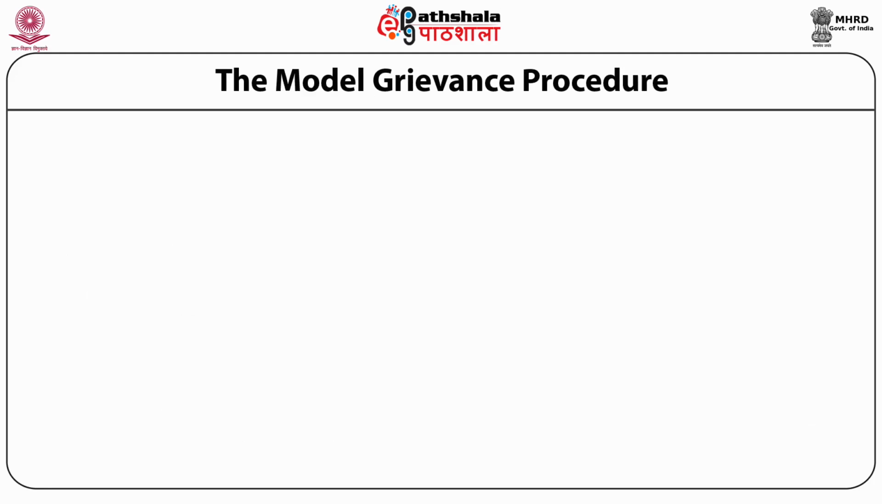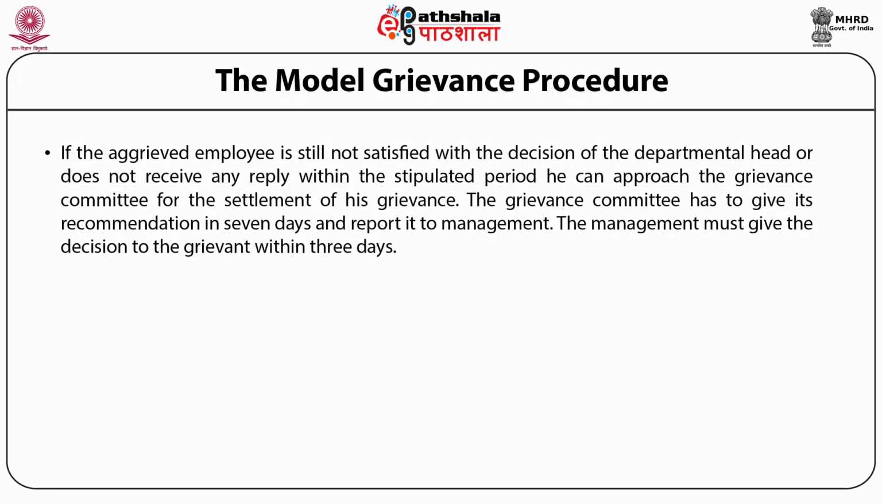Now the fourth step of the model grievance procedure. If the aggrieved employee is still not satisfied with the decision of the departmental head or does not receive any reply within the stipulated period, he can approach the grievance committee for the settlement of his grievance. The grievance committee has to give its recommendation in 7 days and report it to management. The management must give the decision to the grievant within 3 days.